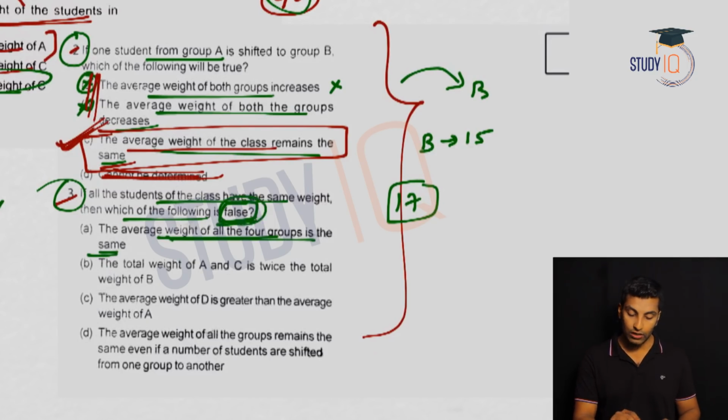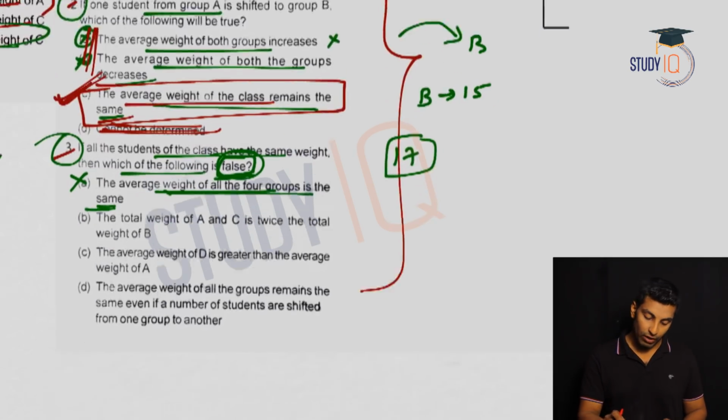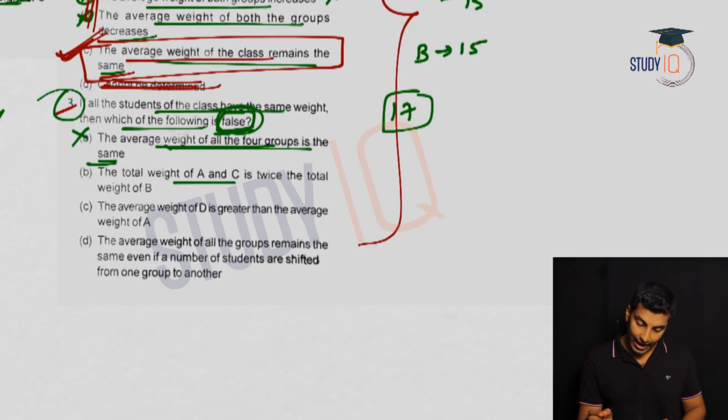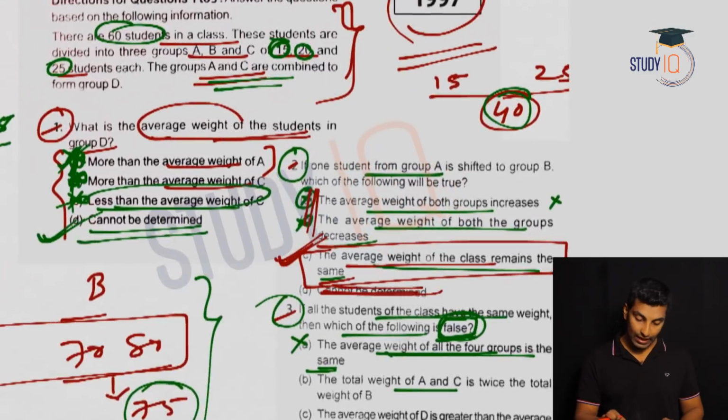But what we need is a wrong statement. So in this case, all that is correct, we can't pick this. We are asked to find the false statement. Okay. What about the second one? The total weight of A and C is twice the total weight of B. Okay, let's see whether it is true or not.